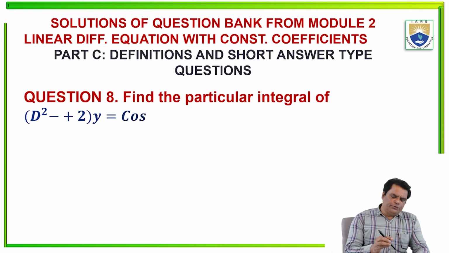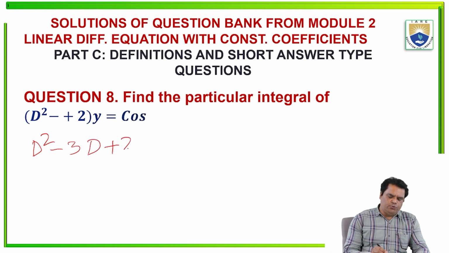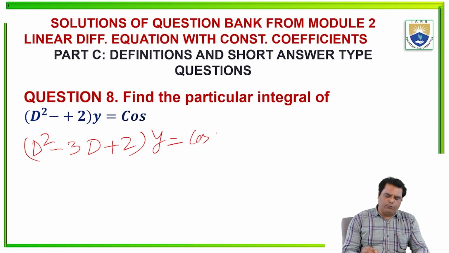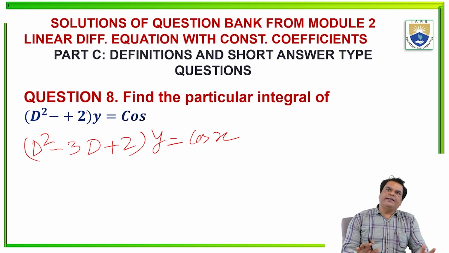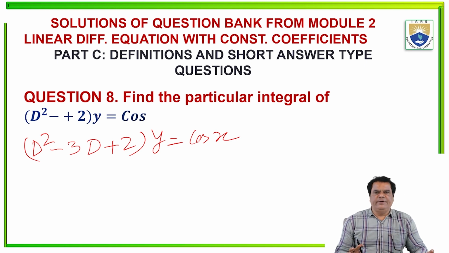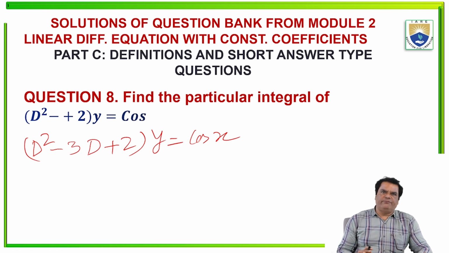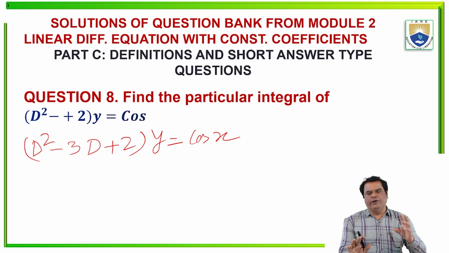There is some wrong question, so I am writing the correct question here: D square minus 3D plus 2 into y equals cos x. This is the question. Any question I am giving here, I am solving here. We are finding only the particular integral, not the CF.